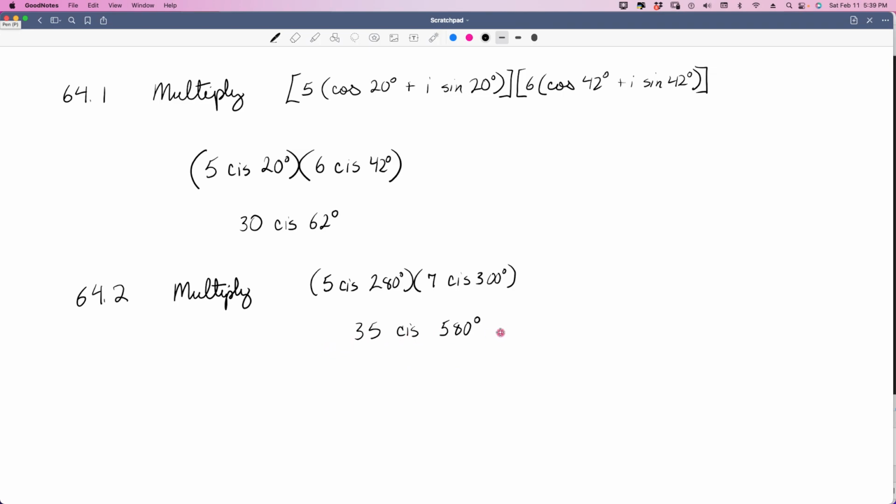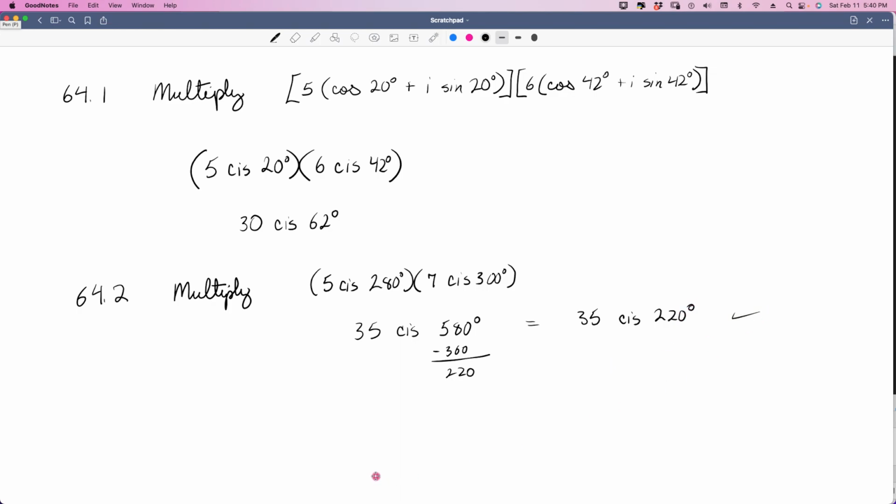Now, whenever we express this type of a problem, we recognize that we need to illustrate this degree within the coordinate plane. So it needs to be less than 360 degrees. So what we do when we have an angle that is greater than 360, we subtract 360 from it. So we simply say minus 360, and that leaves 220. So our answer is actually 35 CIS 220 degrees. And that will be your final answer.